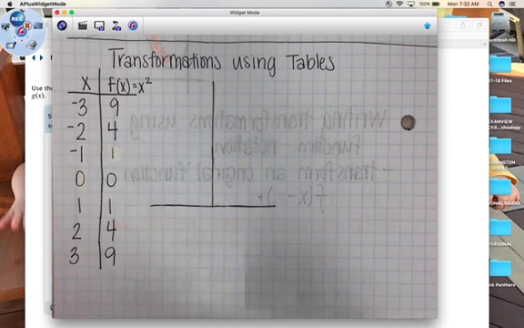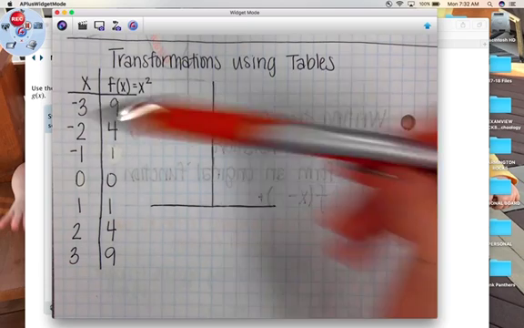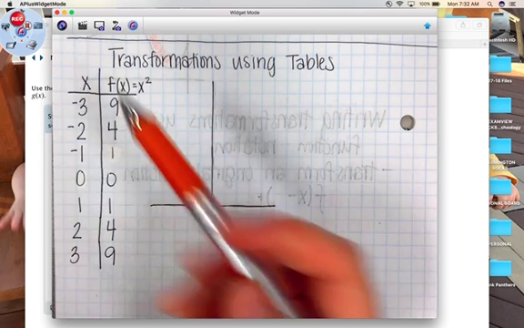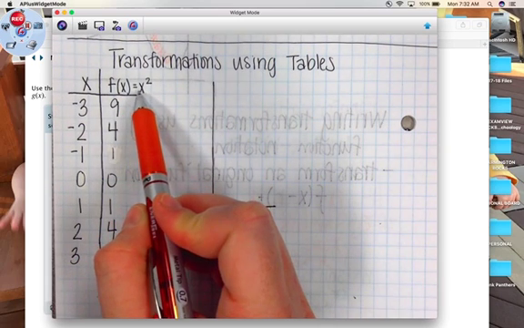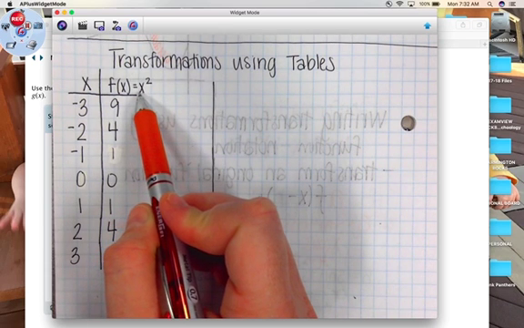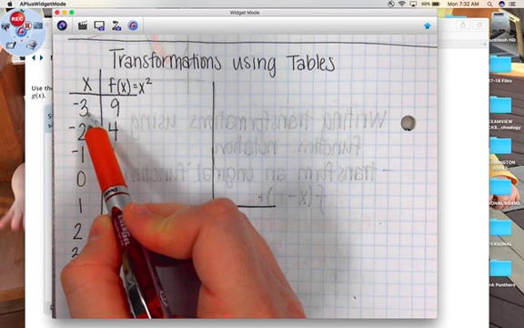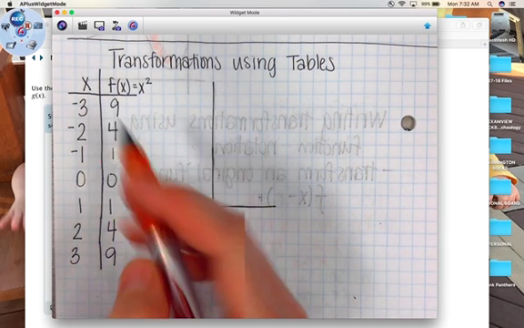So if you look at this, today we are doing transformations using tables. If you look at this table, I'm going to transform it. Now if you notice, it says f of x equals x squared. So the x squared is just the parent function, a quadratic parent function. So negative 3 squared, or negative 3 times negative 3, is a positive 9. And you could go through and that's the rest of that.